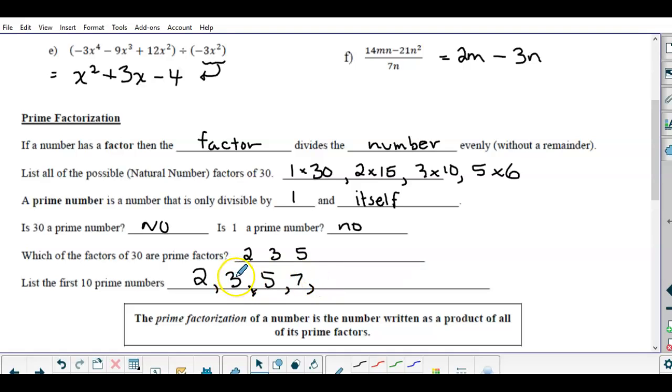So if you just start counting 3, 5, 7, 9, well, you know 9 is 3 times 3, so that isn't going to work. 11, 13, 15 is not prime, 17, 19, 21 is not prime, that's 3 times 7, 23, so where are we at now? 3, 6, 9, so one more. 25 is not prime, 27 is not prime, and 29.